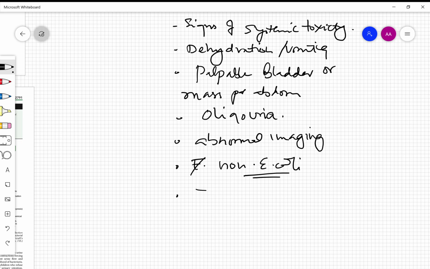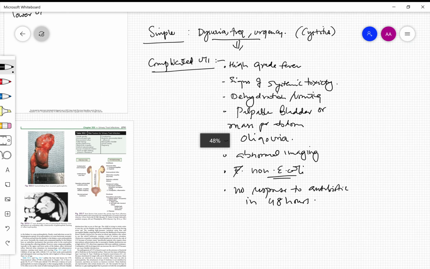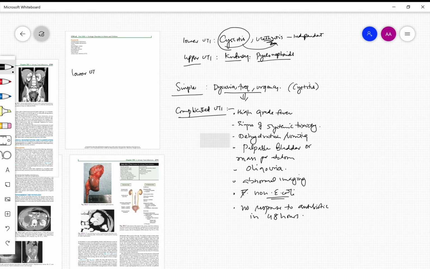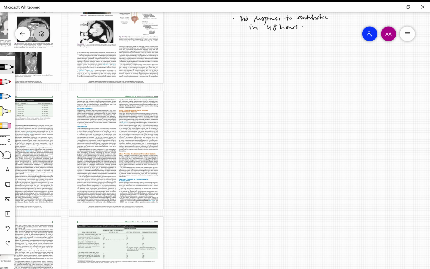Another definition would be if there is no response to antibiotics in 48 hours. So these could all be the features of an atypical UTI. Okay, so this is a general overview of UTI, and how we define UTI on the basis of culture.